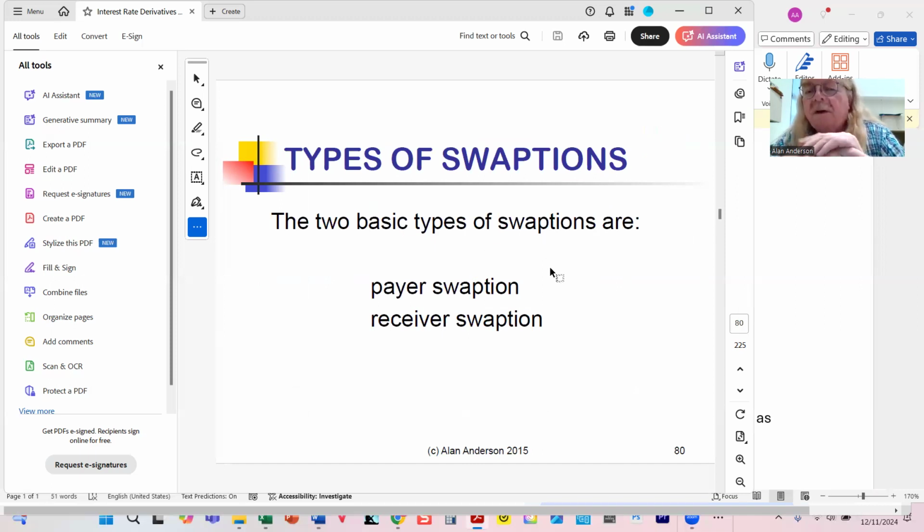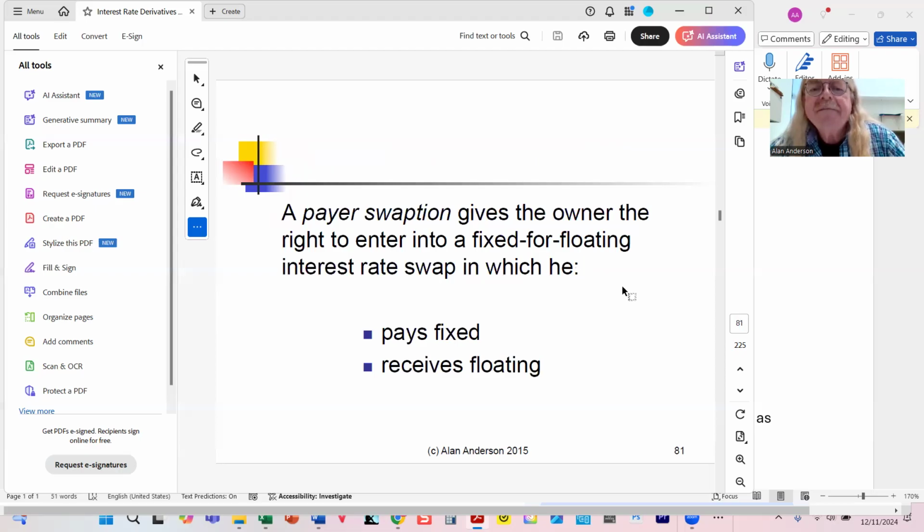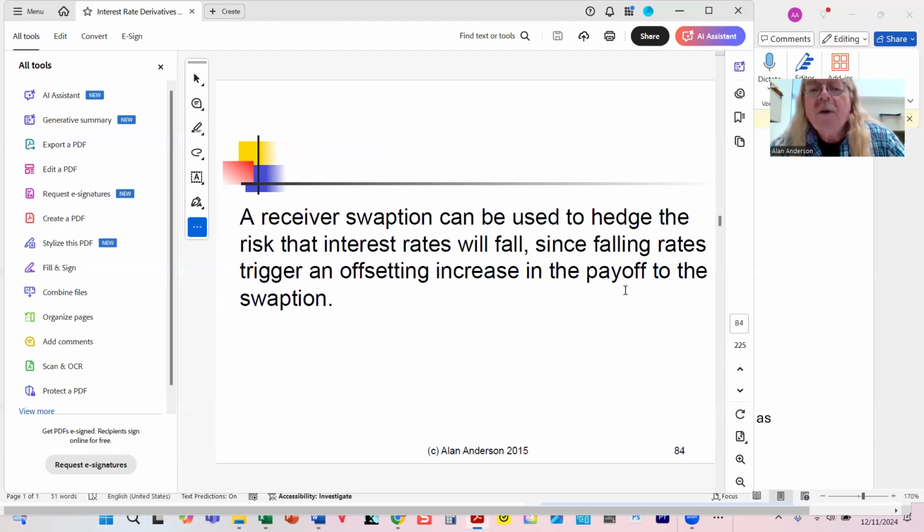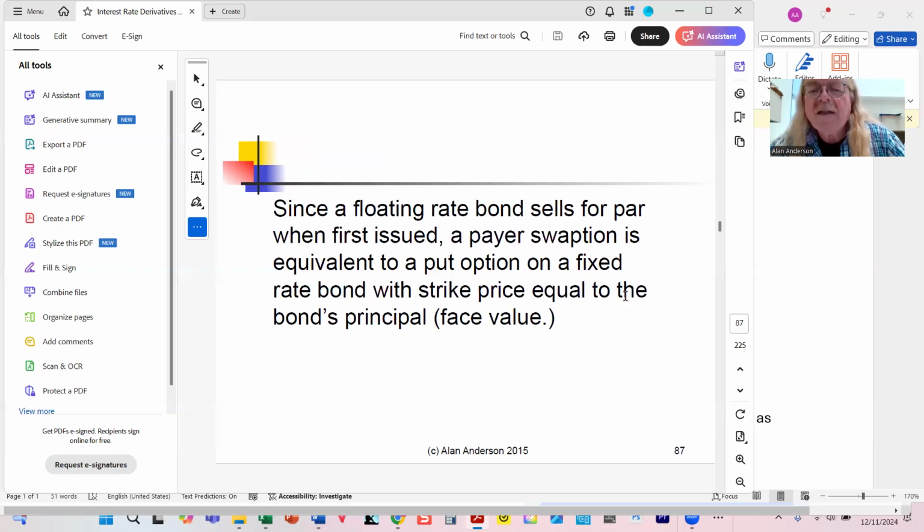So either you're doing one of two things. The payer swaption means you're paying fixed. The receiver swaption means you're paying floating or receiving fixed. So this one will also be priced with Black's model.